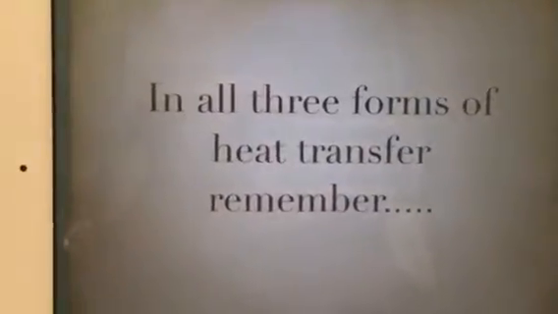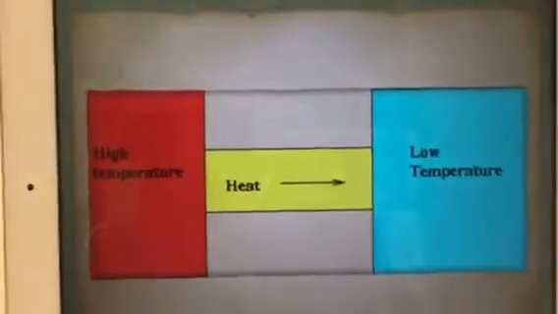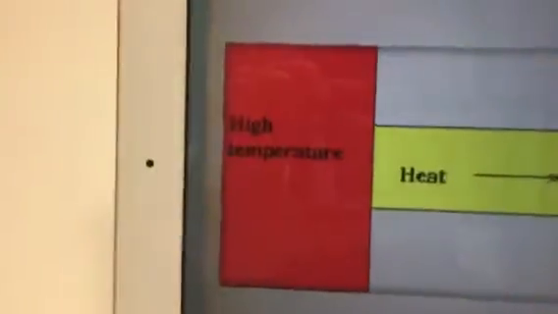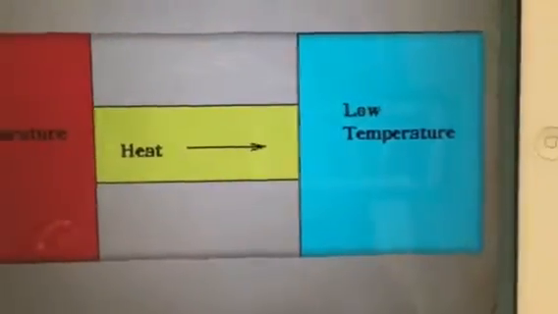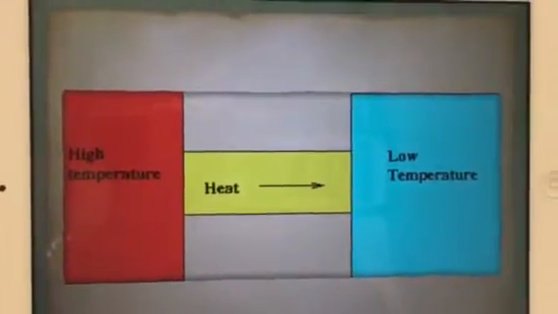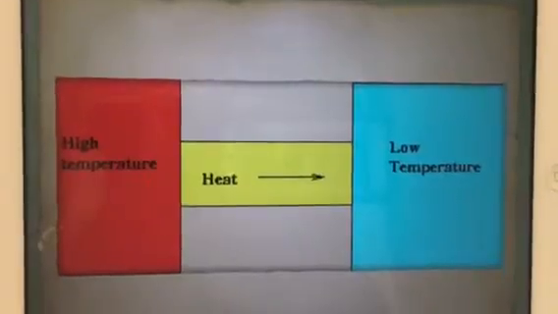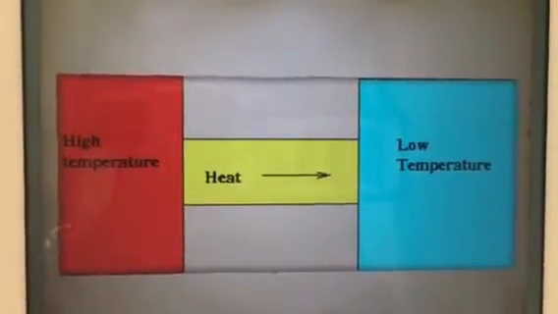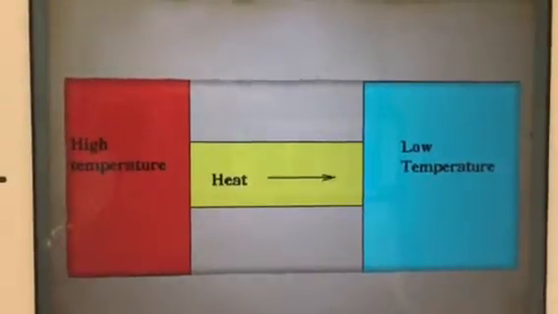In all three forms of heat transfer, remember this: the heat travels from an area of high temperature to an area of low temperature, which means heat travels on a gradient and it wants to reach equilibrium. And so that's something that you can always remember dealing with any form of heat transfer.